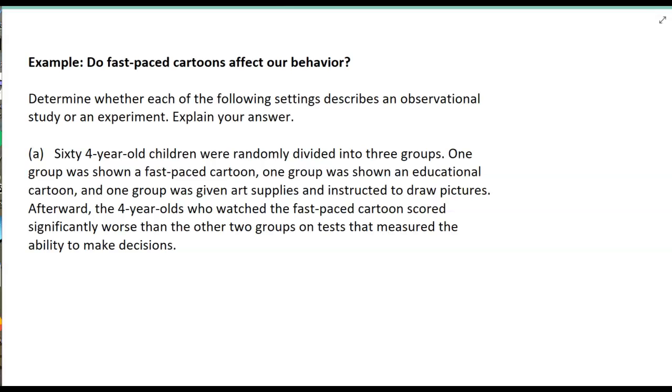Okay, you're providing three different treatments to three different groups. One group gets treated to a fast-paced cartoon, the other group gets treated to an educational cartoon, and the third group's treatment is given art supplies and told to draw pictures. So you are actively imposing treatments on the group. So it is an experiment.